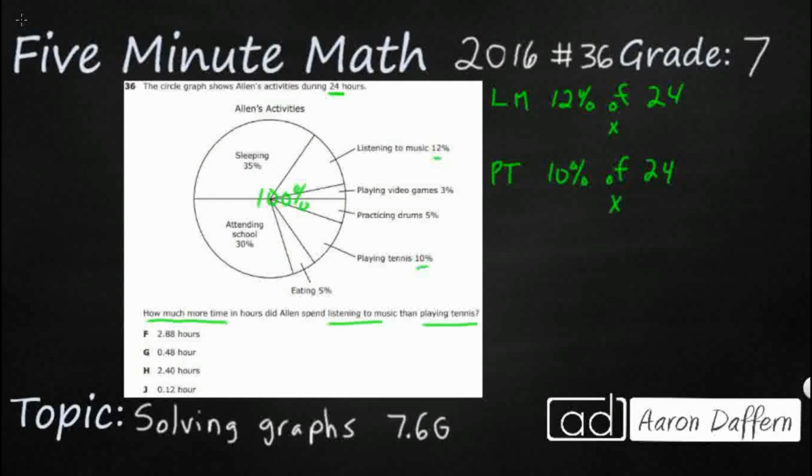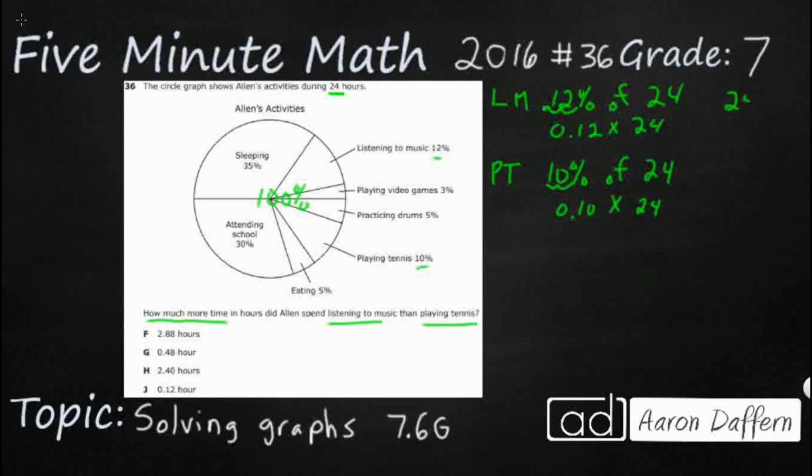And we can go ahead and change both of these percents into a decimal and make it a little bit easier. 1, 2, move it over twice to the left. So this is 0.12, 0.12 times 24. And this is 0.10, which is really 0.1, 1/10 of 24. So let's multiply both of those and see what we get.